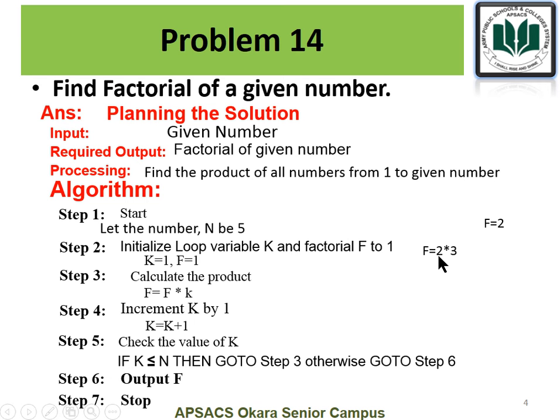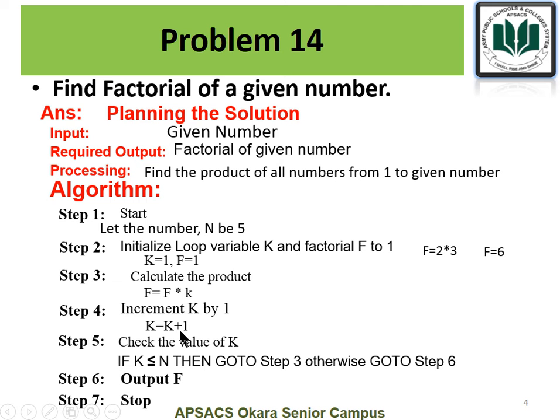Okay, after that we will increment the value of k by 1. The value of k becomes 3, 2 plus 1, 3. Now we will multiply the value of f with k. f is 2 and k is 3. So 2 multiplied by 3, the answer becomes 6. Okay. Now the value of f will be 6. After that we will increment the value of k by 1.